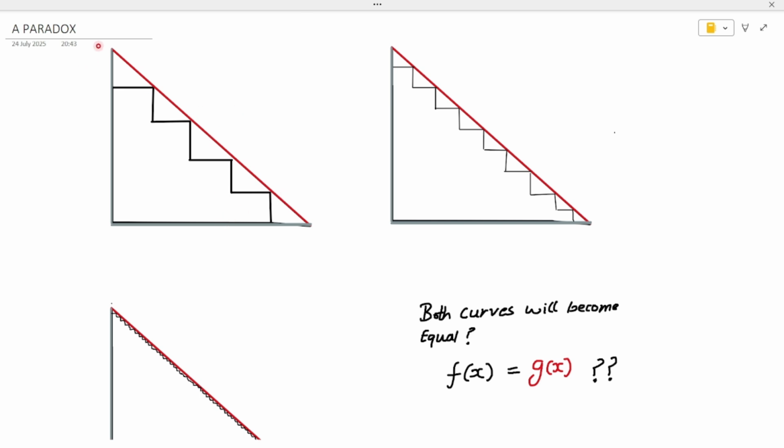Today I'm going to talk about this very intriguing paradox. Some people find it very confusing, and for that I made this video. In front of you I have this right angle triangle, and in this you can see this ladder shaped curve. What I'm trying to do is make these steps as small as possible, to converge this ladder to this line here, right?